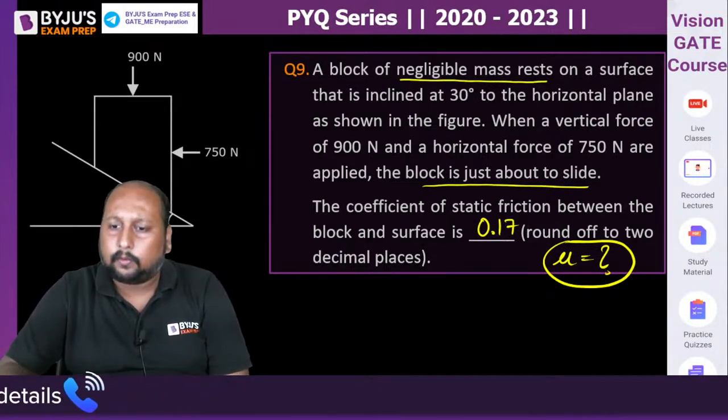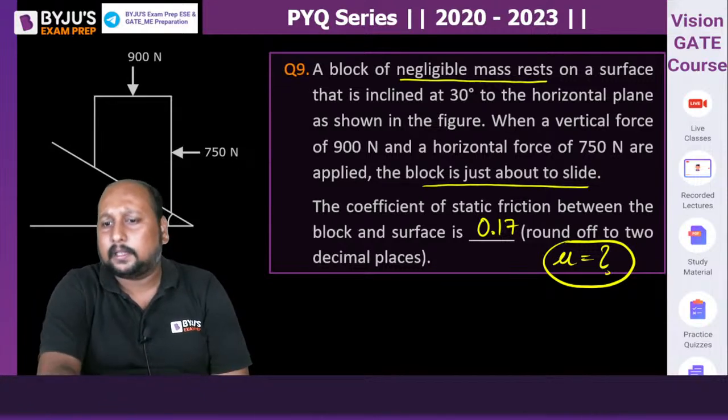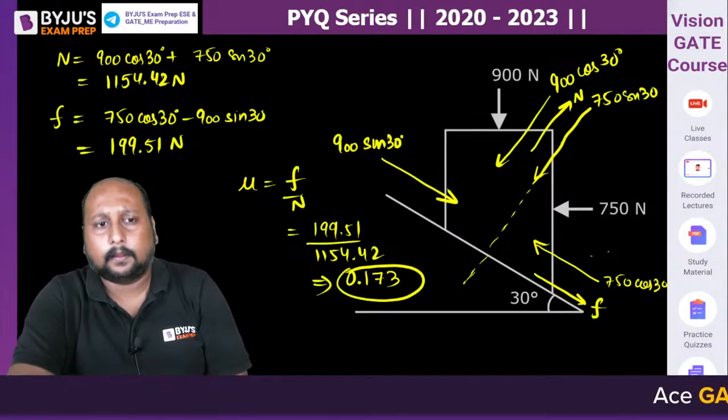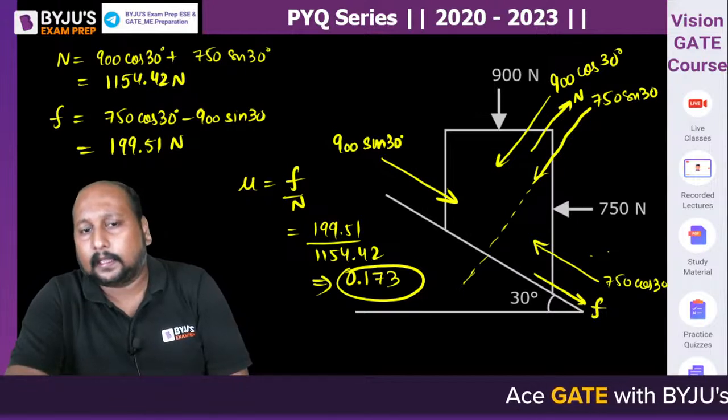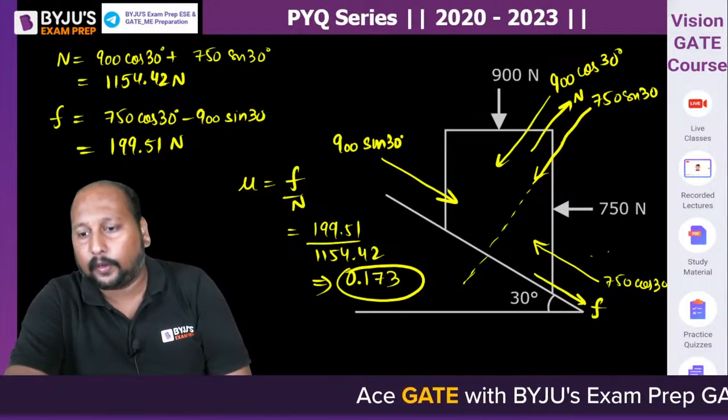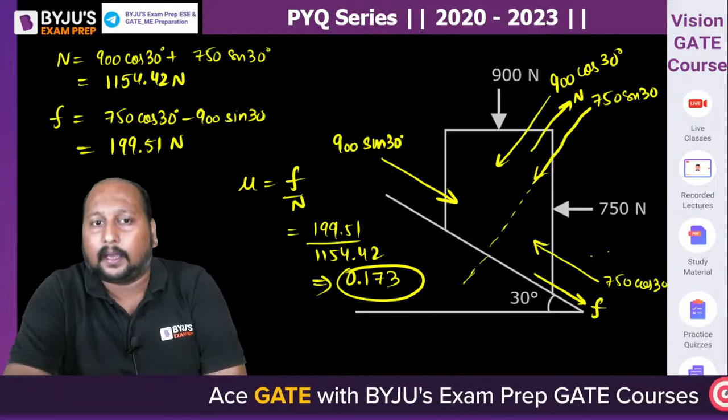Okay, Raghavan, 5.7? Mu won't be greater than 1, right? How is 5.7 coming? I think you have taken the opposite of that. F is equal to mu N, no? I think you have taken the 1 by mu value.